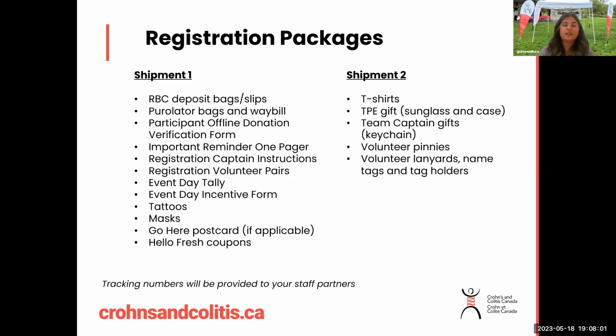So you'll be receiving 2 registration packages. The first one will include the RBC deposit bags and slips and the peer later bags, and the participant offline donation verification form. That will be the envelope with a form printed on it. So you'll have the participant name, and you'll have the amount of money that they're handing in. And we'll get into those details later. And you'll have an important reminder one-pager, as well as the instructions if you're a registration captain and a registration volunteer. You'll also have those instructions.